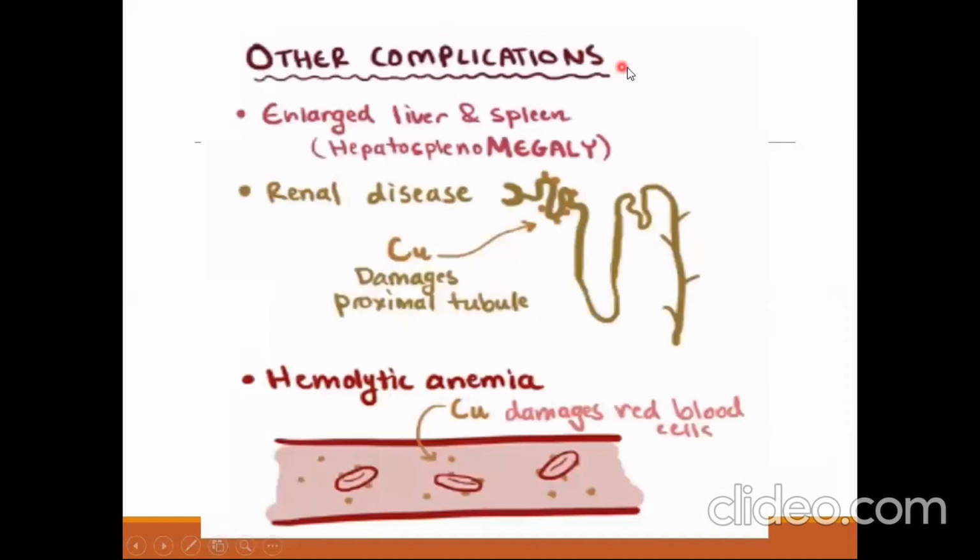The other complications in Wilson's disease are enlarged liver and spleen. Enlarged means megaly, right? So liver and spleen, it is hepatosplenomegaly. So it also causes renal disorders. The free copper damages the proximal tubular epithelial cells and causes the renal damage. Also, the free copper damages the red cell membrane and hence causes hemolytic anemia.